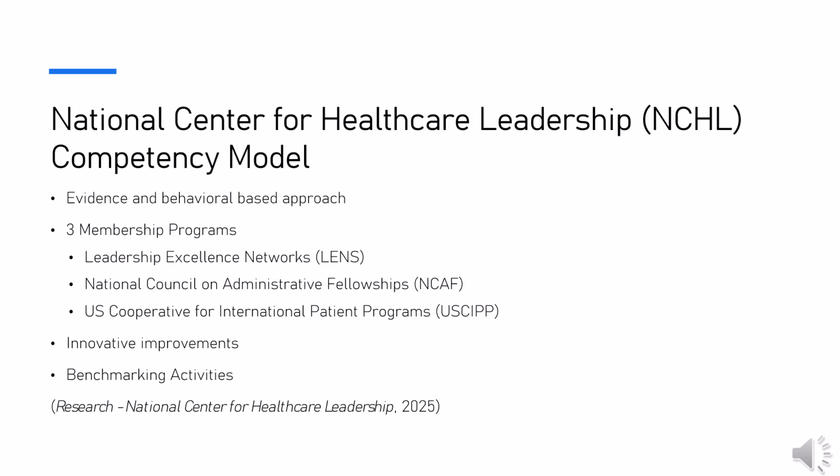which connects graduate health management programs together to continuously improve early career development opportunities for future healthcare leaders. And finally, the U.S. Cooperative for International Patient Programs is a consortium of U.S. medical centers and health systems that work with international partners and foreign governments to continue education, market research, benchmarking, and collaboration. The goal of the NCHL is to improve innovation and conduct benchmarking activities in healthcare.